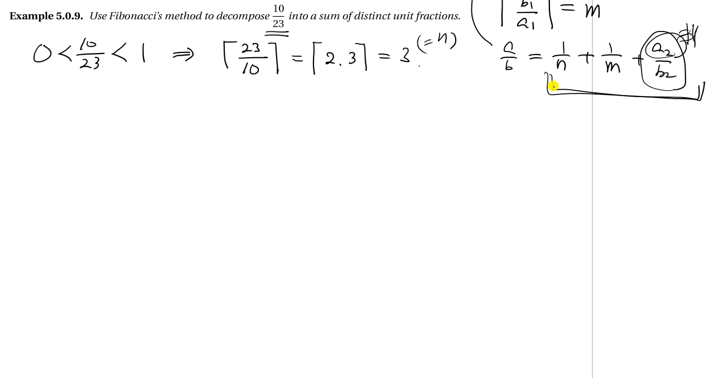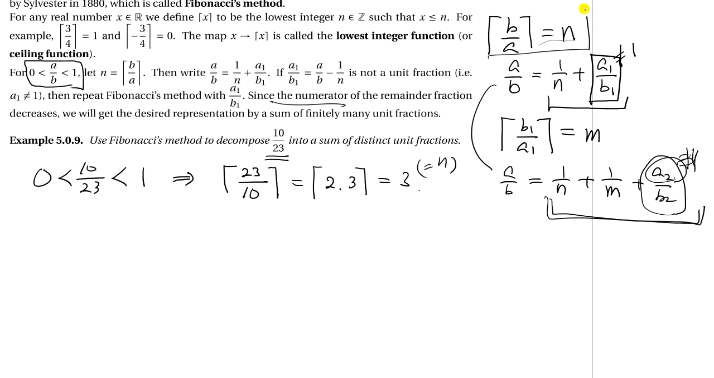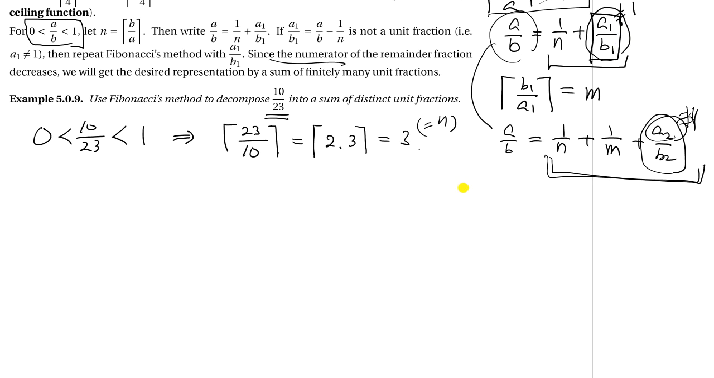So the next procedure is, we found that much. How can you change that a over b, which is 10 over 23, to equal 1 over n plus another fraction? How can you find those a1 and b1? It actually is easy, because we want to write 10 over 23 equals 1 over n plus whatever, right?